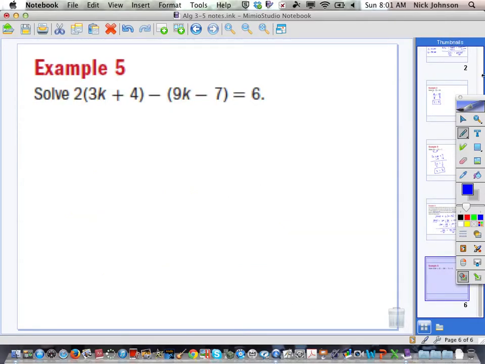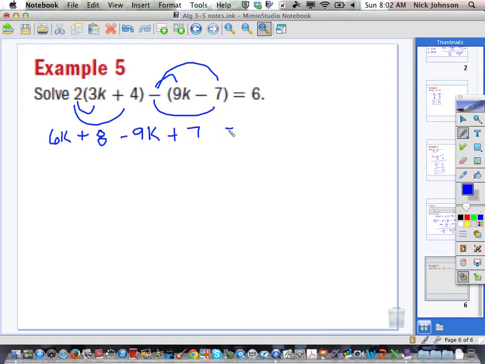Moving on, a little bit longer problem here. Example 5. Notice we have to get rid of the parentheses. I got to take 2 times 3k, which is 6k. I have to take 2 times a positive 4, which is a positive 8. Notice I have a negative sign here, so I can't just remove my parentheses. I got to take the negative times every single thing in here. So a negative times 9k is a negative 9k. A negative times a negative 7 is a positive 7. All this has to equal 6.